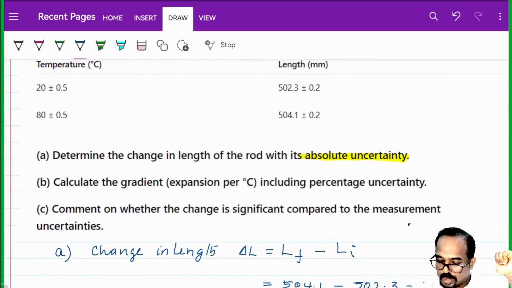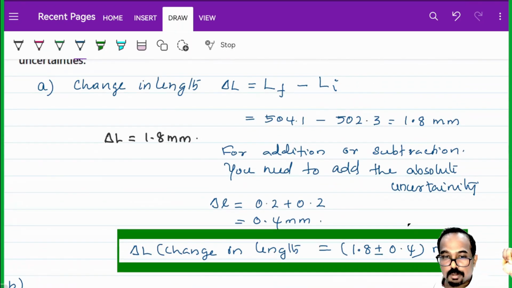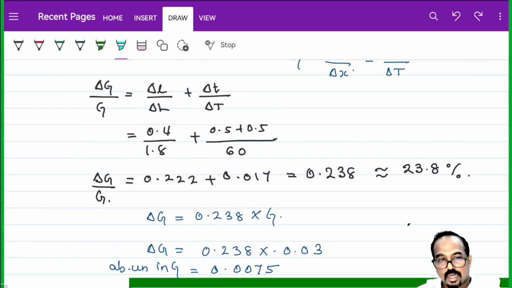C, when you check, comment on whether the change is significant compared to the measurement uncertainty. So measurement uncertainty means, they're not asking about the gradient, they're asking about measurement uncertainty. Measurement, which all things have you measured? You have measured delta L and delta T, right? So when you check the measurement uncertainties, you check this gradient calculation.